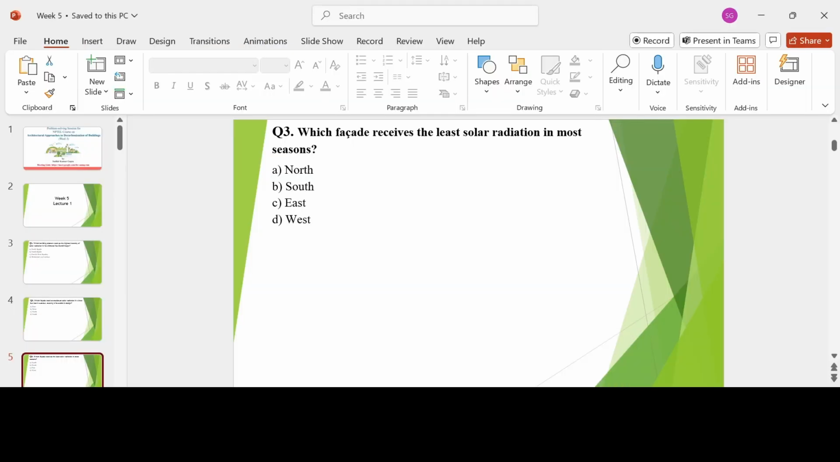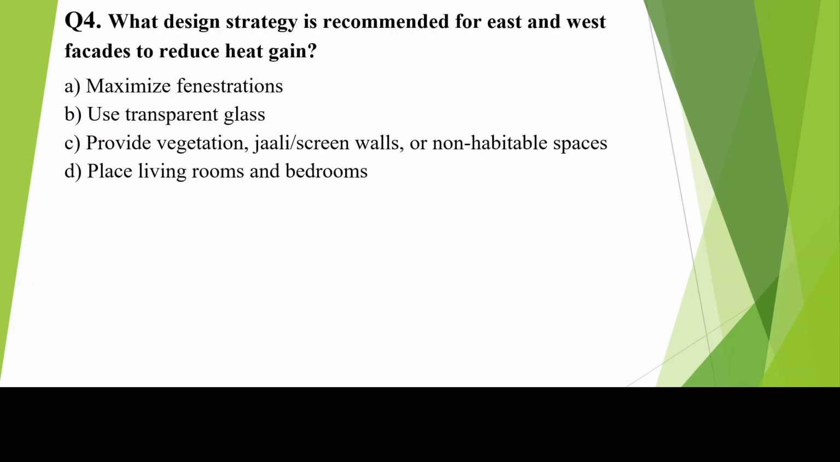Okay. So then here is the fourth question for you all. What design strategy is recommended for east and west facade to reduce heat gain? Out of the four options, which design strategy will you be opting for your east-west facade? Whether maximizing the fenestration, using transparent glass, providing vegetation, jalis, or non-habitable spaces.